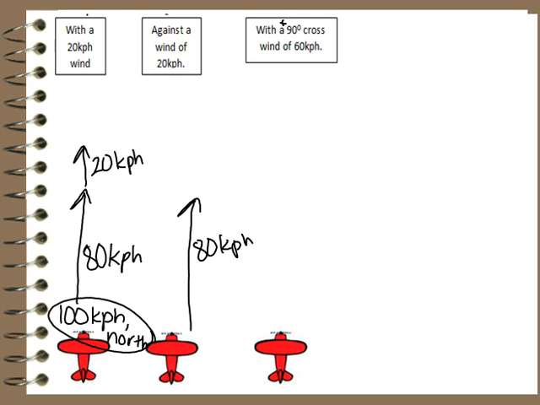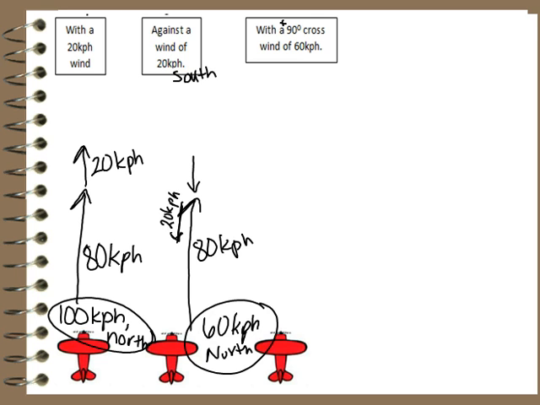Okay, here's another plane. It's flying the same speed, 80 kilometers per hour, and it is against a headwind of 20 kilometers per hour. So it's not going near as fast. In fact, it's going 60 kilometers per hour. 80 minus 20 gives you 60 kilometers per hour, but it's still going north. And of course, we have to write that down when we are talking about vectors.